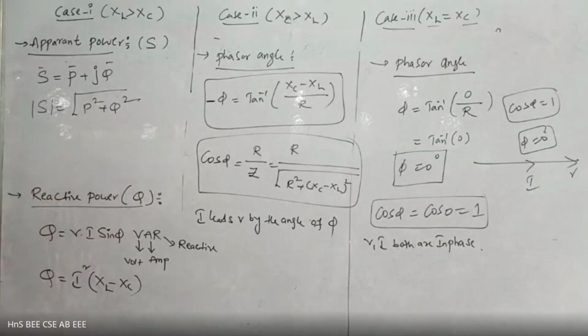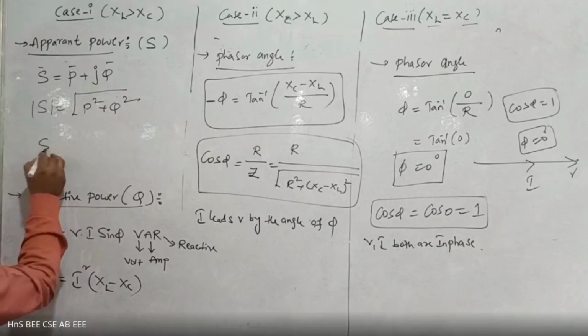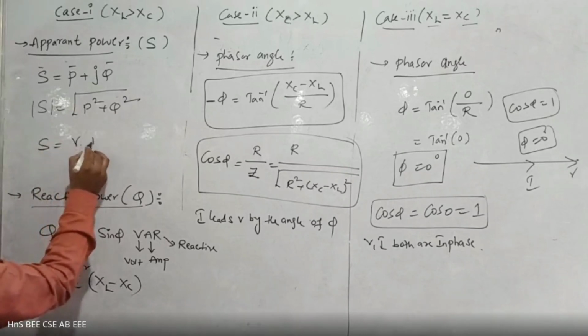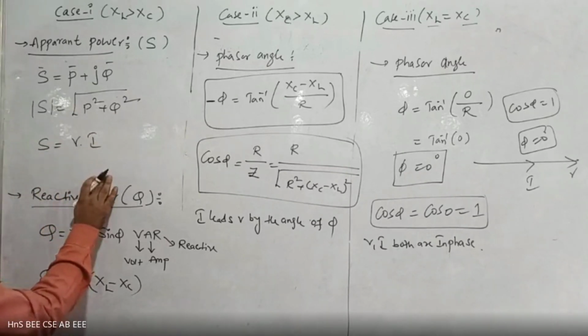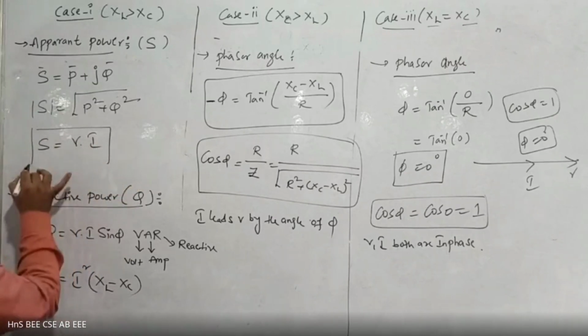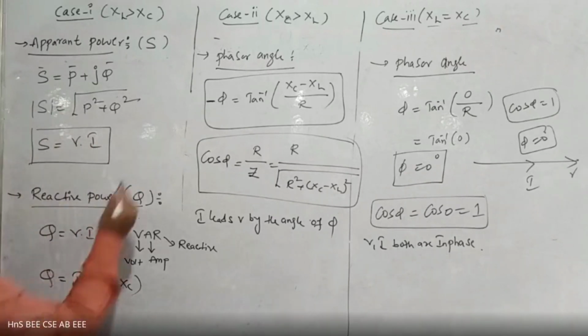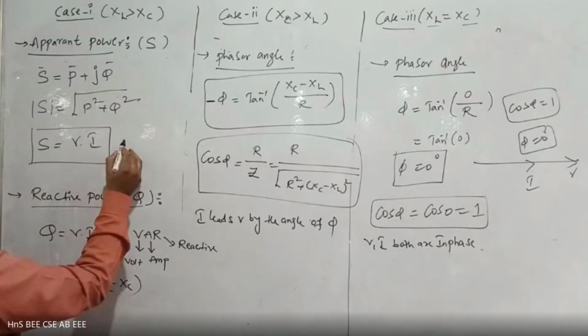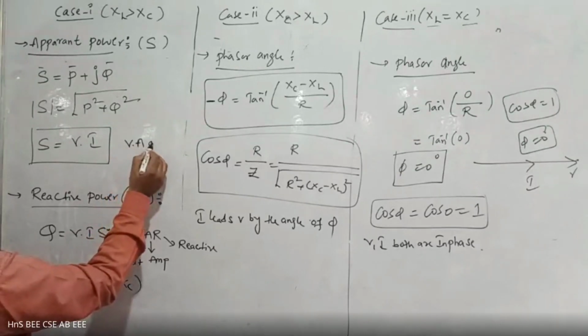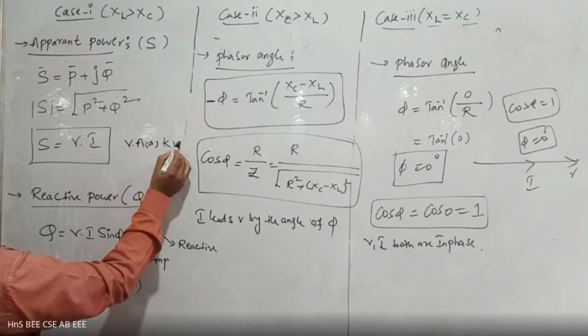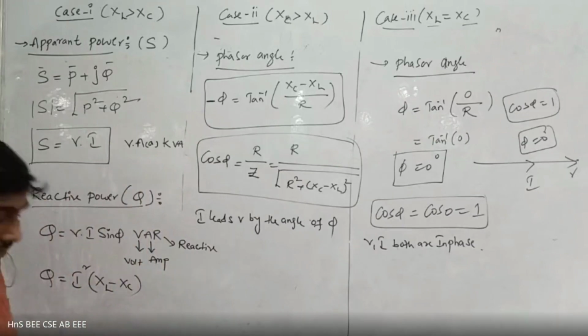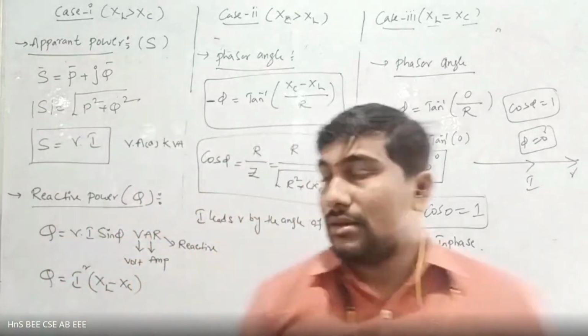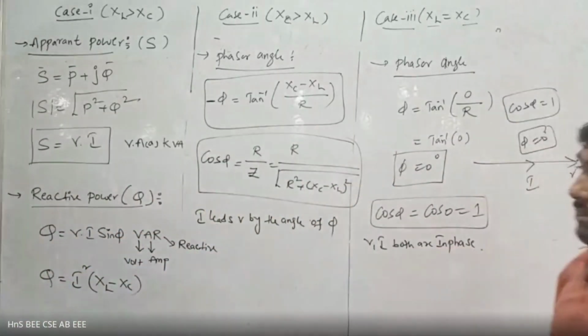Now I am writing another formula, that is S equal to V into I. These are the three important formulas of apparent power. What are the units of apparent power? That is volt ampere or kVA, kilovolt ampere. These are the formulas of case number 1.